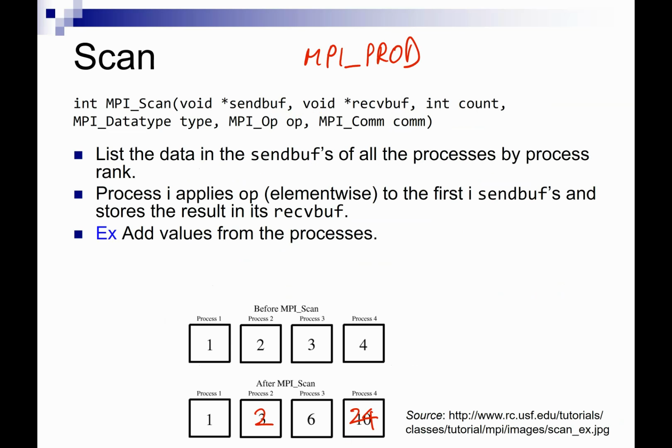And so every process needs to have a buffer containing the data that it's going to use in the scan operation. And it also has to have a buffer to receive all this information. So in this example over here, every process just has 1 data value. Therefore this count here is going to be 1, and the send buffer and receive buffers are only going to have 1 value in them. But you could also send or receive a vector of values. In that case, you would have a larger count, and then each one of these things would be a vector of values.